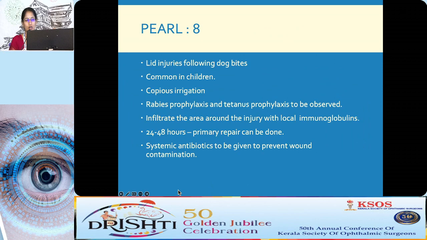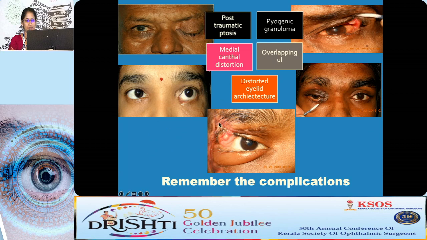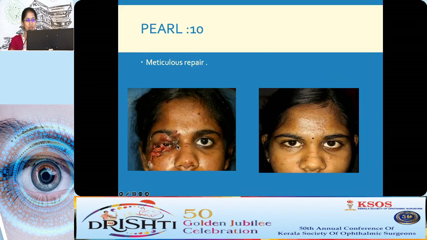Lid tears following dog bite require a special mention, because this is more common in kids. We have to copiously irrigate the wound area. Rabies and tetanus prophylaxis to be observed, and infiltrate with the local immunoglobulins. Within 24 to 48 hours, we can do the primary repair. And systemic antibiotics are usually indicated because this is sometimes a polymicrobial infection. So we need to remember the complications, many of which I've told, and meticulous repairs usually give excellent results like this. Thank you so much.